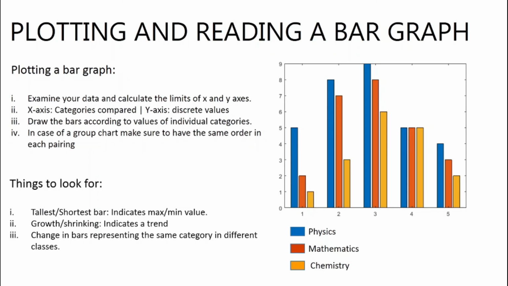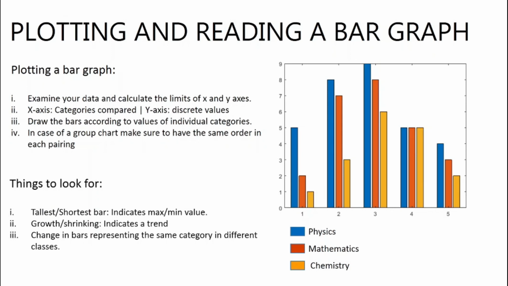In this bar graph, there is a basic trend, right? It's the same trend observed in all three subjects. Up till institution number three, the number of students passed increases, whereas it starts to decrease from four onwards. This is a particular trend which is the same for all three subjects.